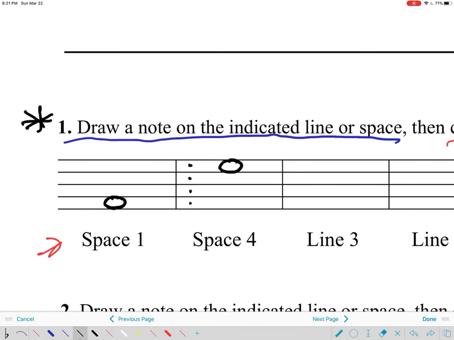Moving on, the next example is line 3. This one is on a line, so we will count the lines from the bottom. 1, 2, 3. When you draw your note, you'll make sure that the circle is intersected by the third line, but does not touch any other lines. An example like this would not work.